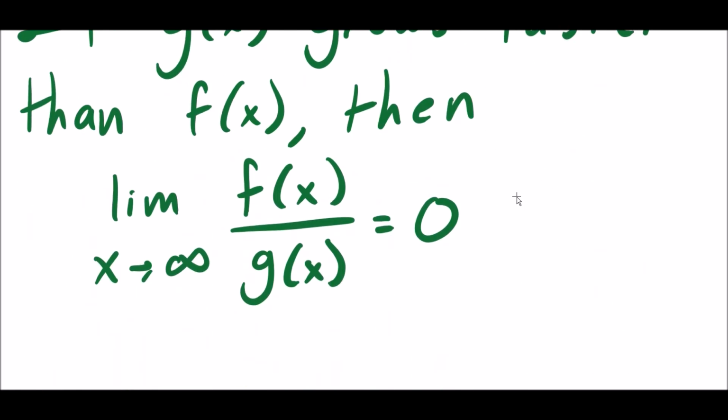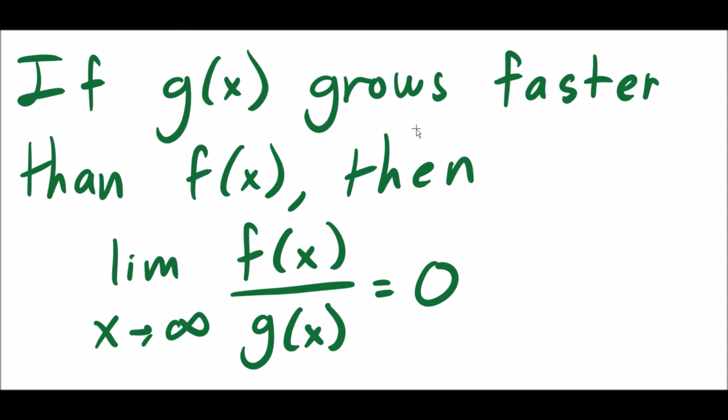We can also have the case that g of x grows faster than f of x. So then if that's the case, well then the limit as x approaches infinity of f of x divided by g of x will equal 0. And it's kind of that same principle. If g of x is going to grow way faster than f of x, then g of x is going to get huge compared to f of x. And if you divide by a huge number, you essentially just end up with your 0.